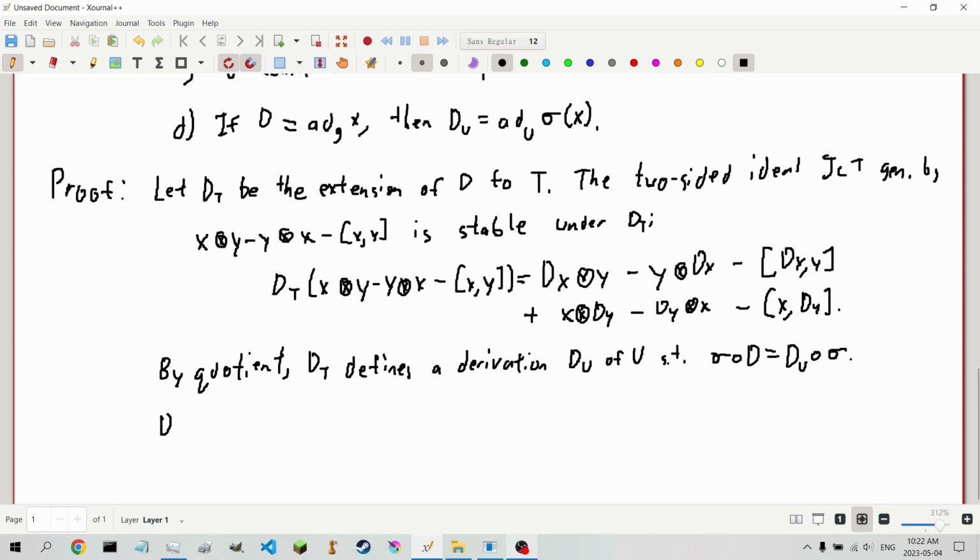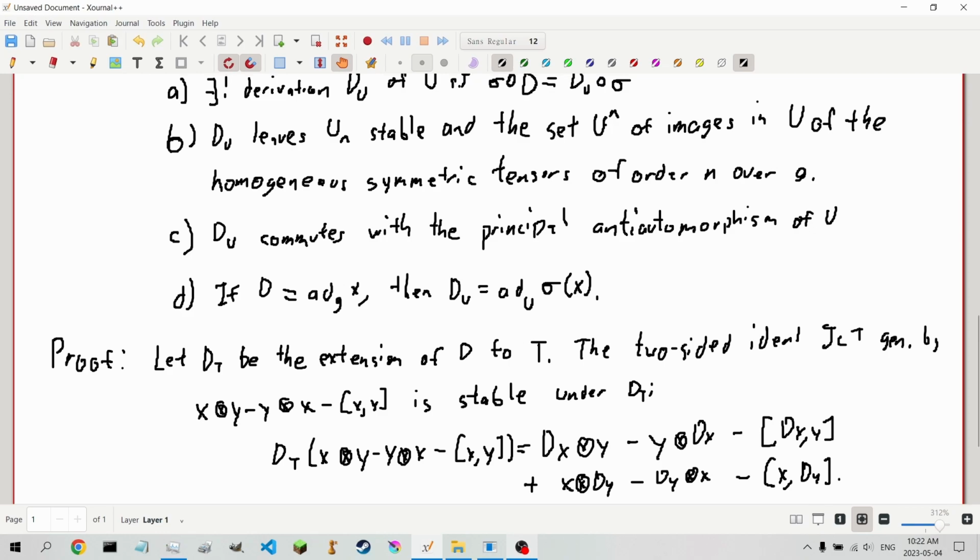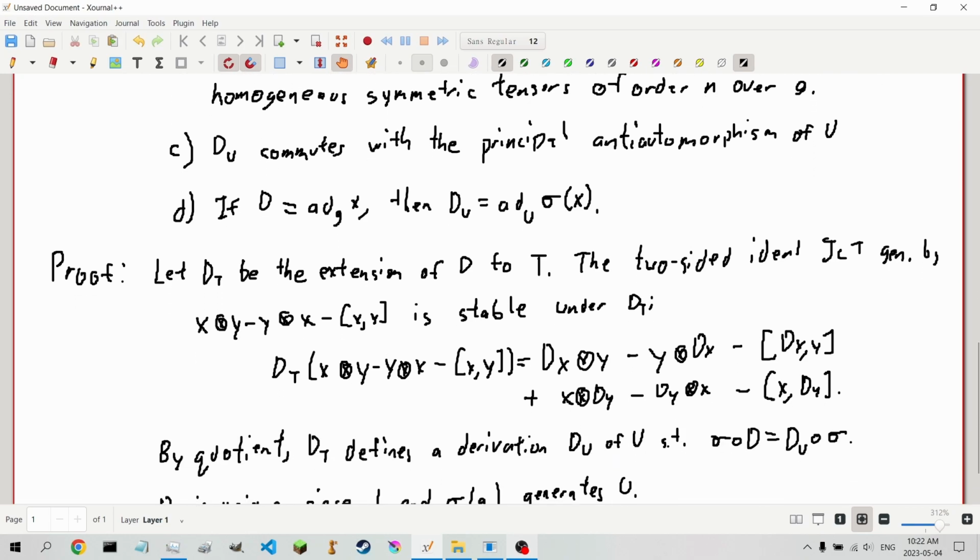And we see that du is unique since the image of G, as we saw before, generates U, and we know how the derivation is going to act on each of these. And that now gives us B, so we've got A and B done.